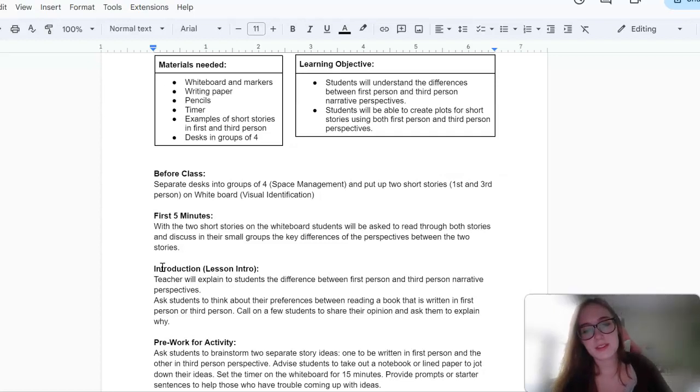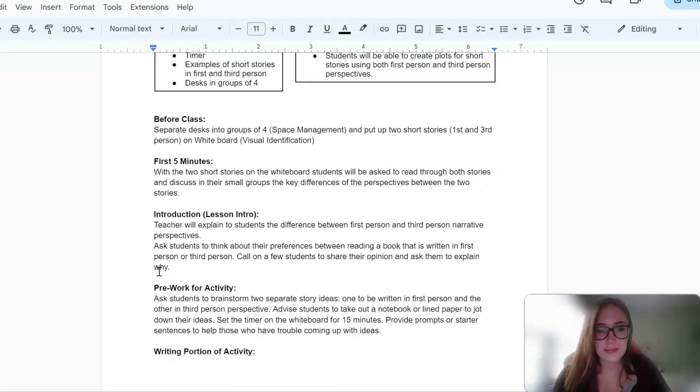And with the first 5 minutes of class, encourage students to sit down with their small groups and read through the 2 stories on the board and discuss what the key differences are between the 2 stories.